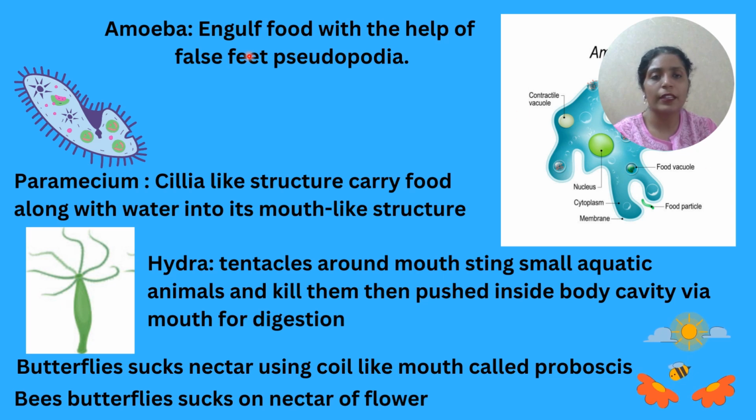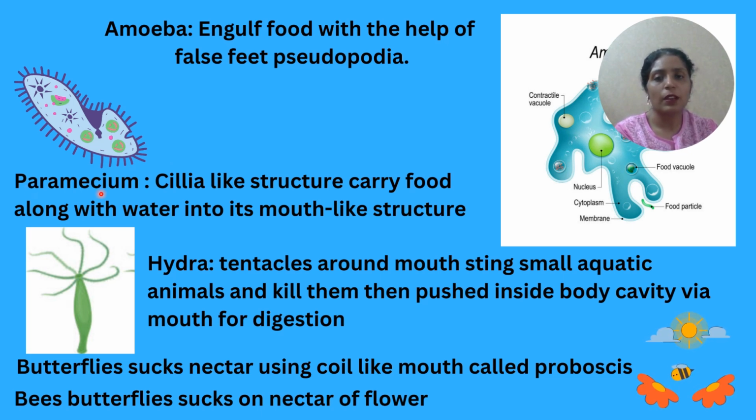Let's discuss the feeding habit of different animals. Here first, amoeba. Amoeba engulfs the food with the help of false feet-like structures which we call pseudopodia. Pseudopodia will develop a mouth-like structure by which it will capture the food. Then the food is digested and absorbed in the food vacuole. It gets assimilated by the body and the undigested food is thrown out by the process of egestion.